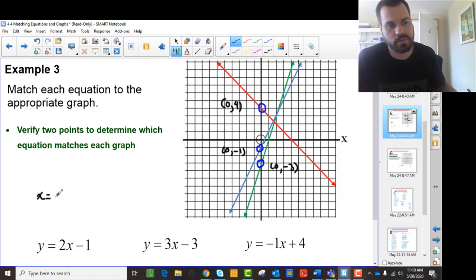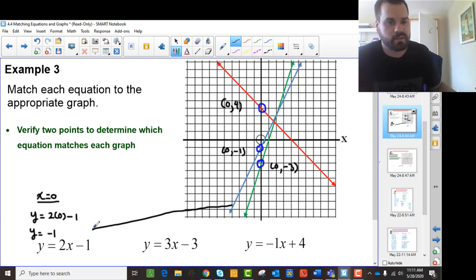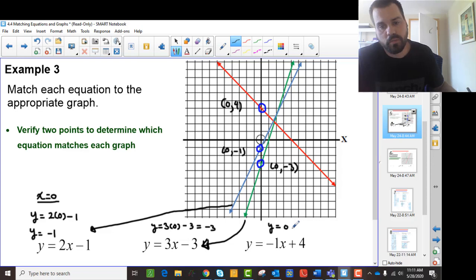So I'm just going to plug in x equals 0 to each one. So when I do that, y is equal to 2 times 0 minus 1. So y is equal to -1. So that means 0 and -1, that's that equation. Okay? If I plug 0 into the second one, I get y is equal to 3 times 0 minus 3, which is just -3. So that means the green graph, or the green line, is that equation. And then if I plug 0 into here, I get y is equal to -1 times 0 plus 4, and that gives me 4. So that matches this red line, okay?